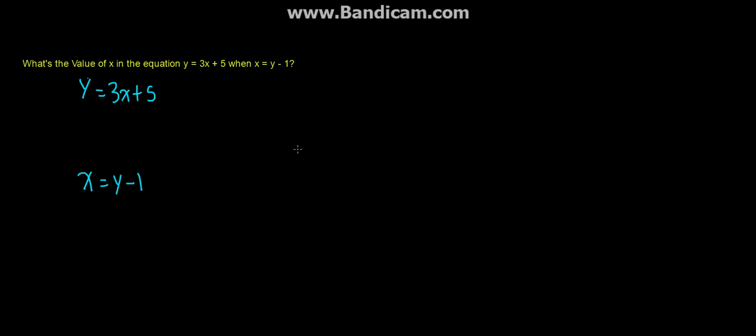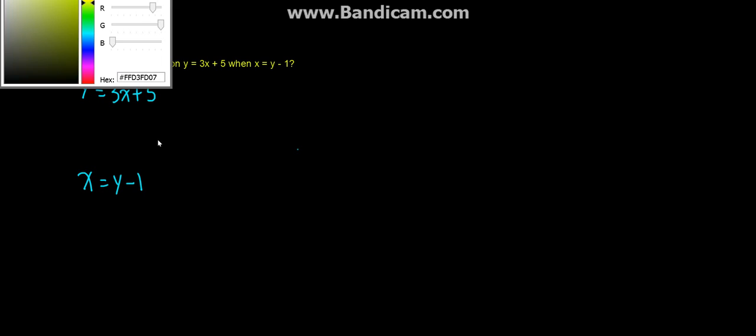What is the value of x in the equation y equals 3x plus 5 when x equals y minus 1? In order to do this problem, we're going to have to use an algebra method called substitution, which means replacing a variable with another variable. So how are we going to do that with this?